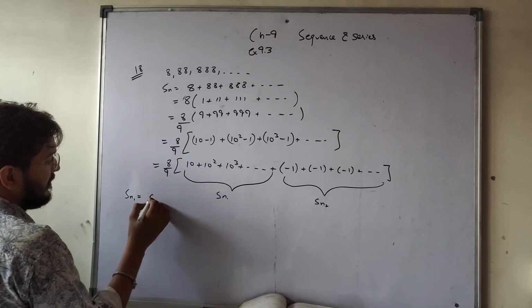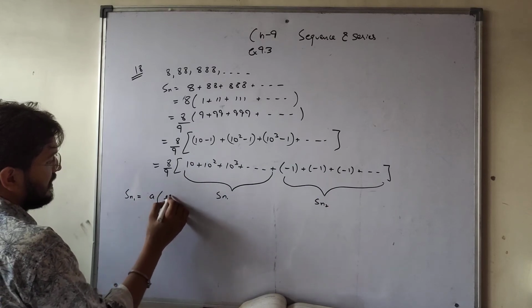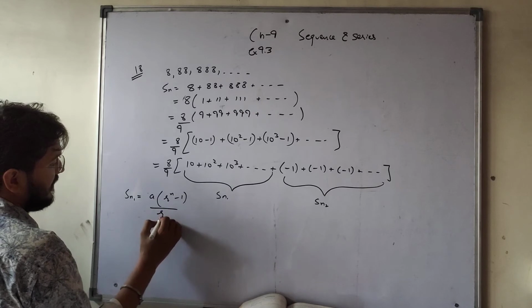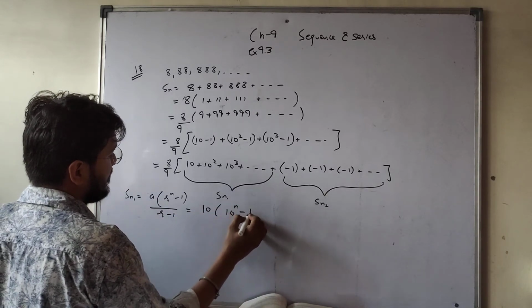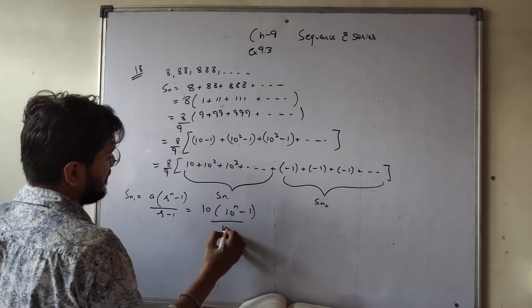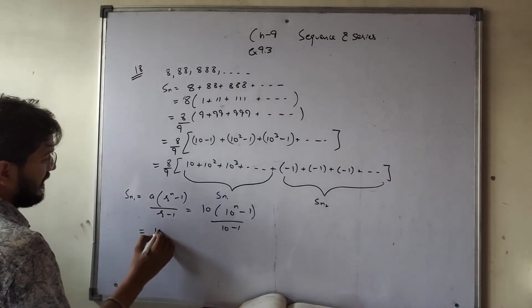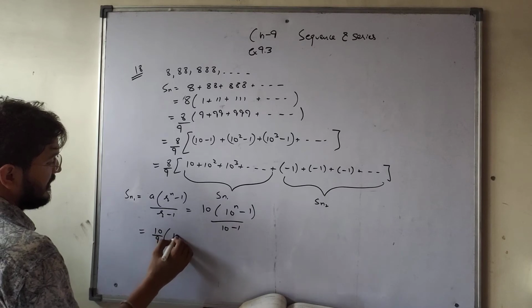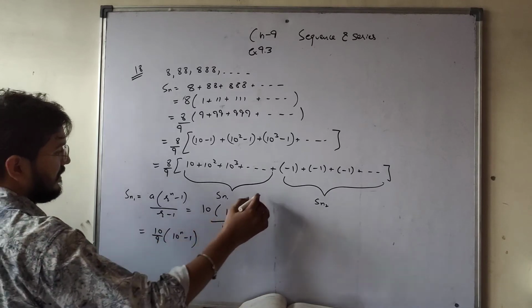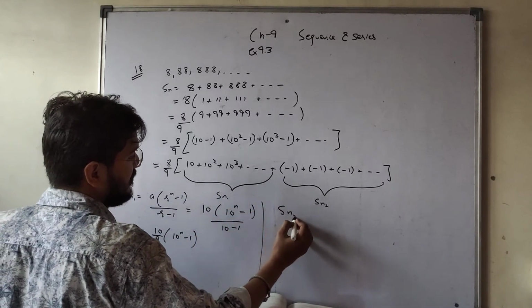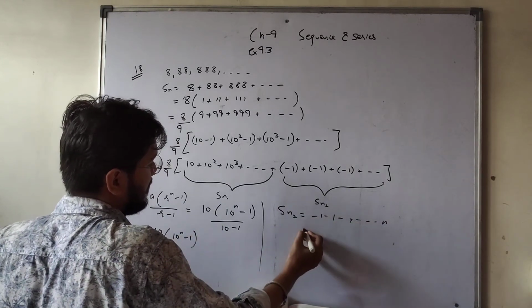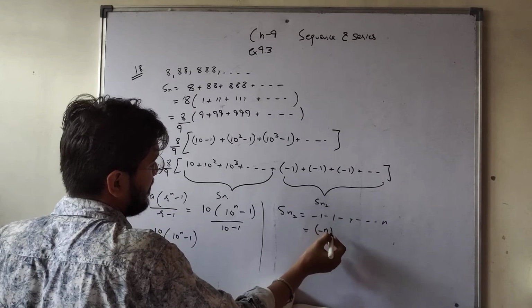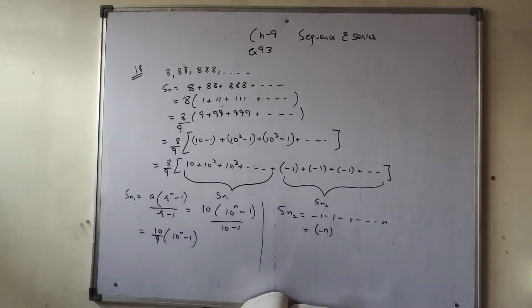So a(r^n minus 1) upon r minus 1. So this is 10 raised to the power n minus 1 upon 10 minus 1, which is 10 upon 9, 10 raised to the power n minus 1. Similarly, Sn2 is minus 1 minus 1 minus 1 up to n times. So this will be minus n, since minus 1 minus 1 minus 1 up to n times will be minus n.